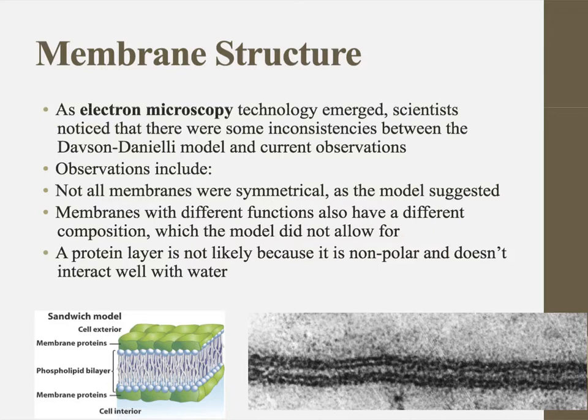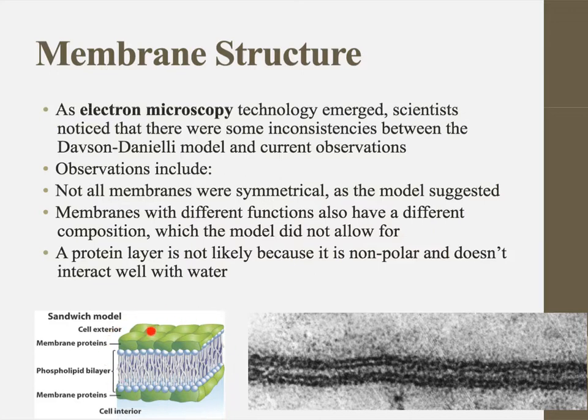The next thing that we notice is that membranes with different functions had different compositions. So different cells need to allow different things in and out of their cells. Your skin cells, for example, have a very different agenda in terms of letting things in and out than your nerve cells do. And when we were looking at those membranes of different cells, we noticed that the structure or the composition was different, that the ratio of phospholipids to proteins wasn't always the same.